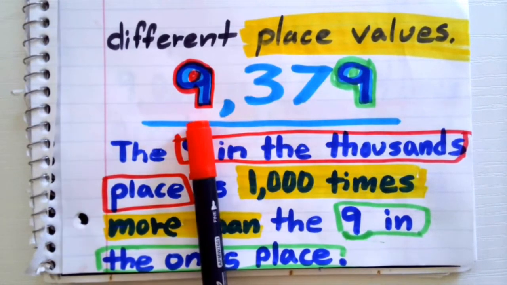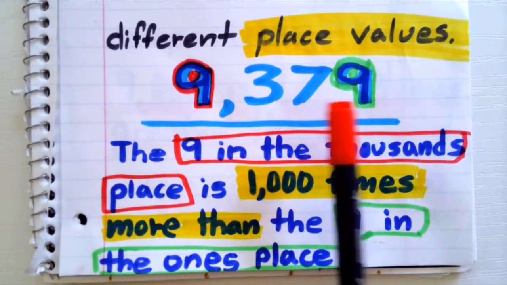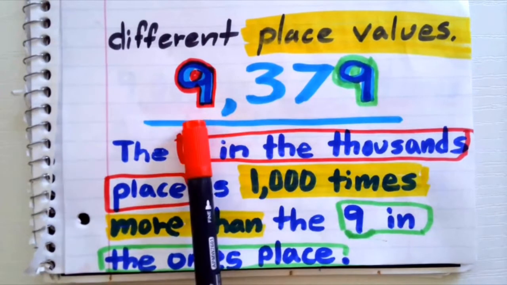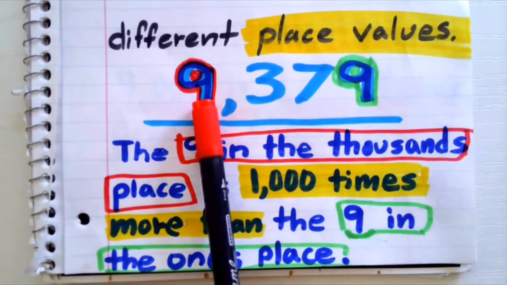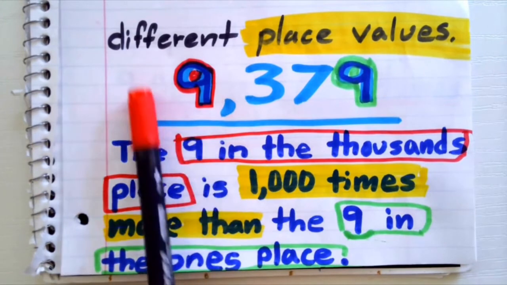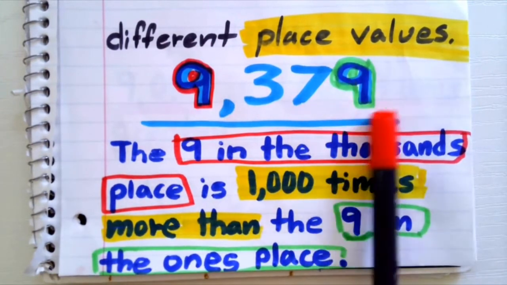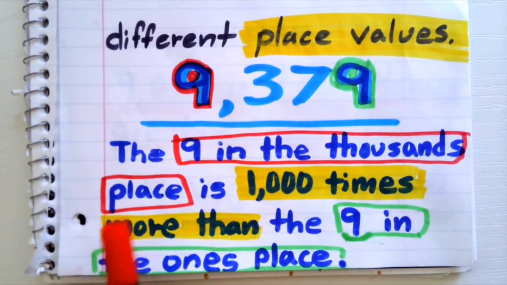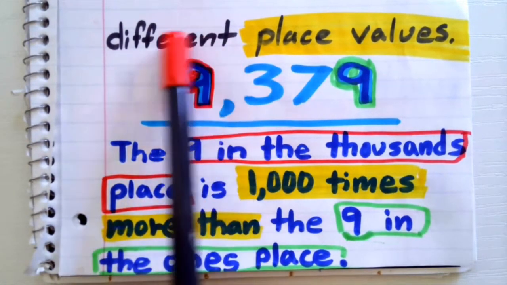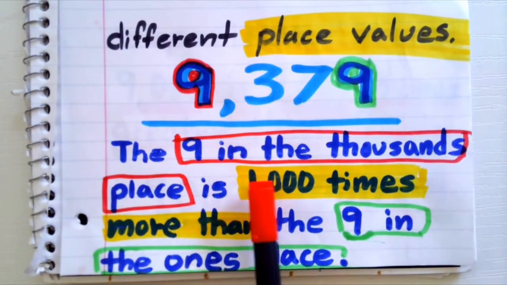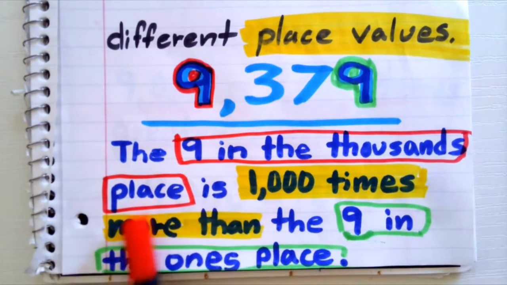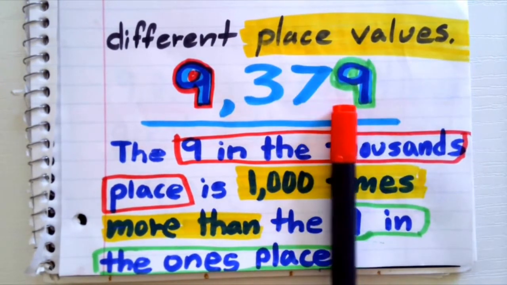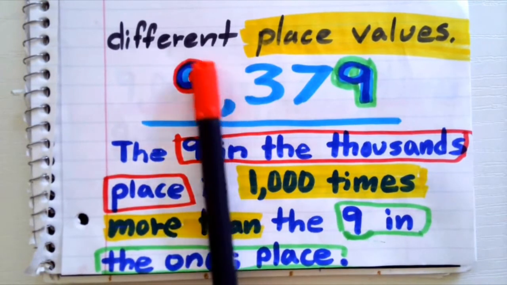In this number, 9,379, we have two different place values that have the same digit, 9. But we know from before that the value of this 9 and the value of this 9 are not the same. This sentence explains the 9 in the thousands place is 1,000 times more than the 9 in the ones place. So this one is 1,000 times bigger.